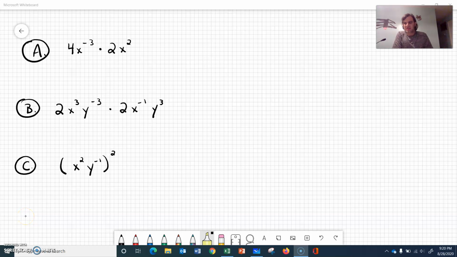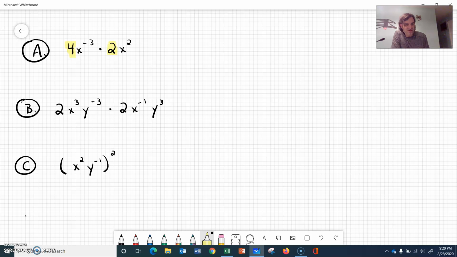Hey, it's Mr. Allred here, and we're going to simplify some expressions with exponents in them. We've got three problems here. Problem A, the first one, says 4x to the negative 3 times 2x squared. So these are two terms multiplied together.